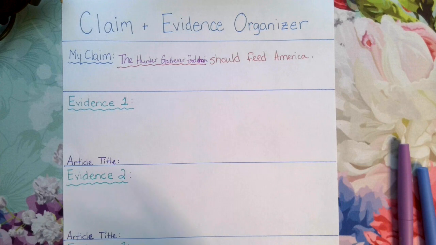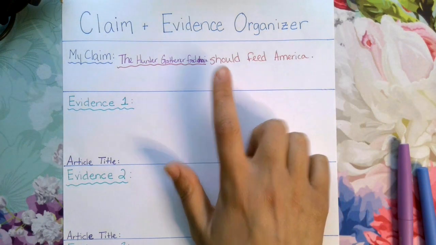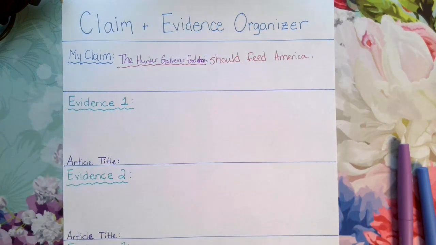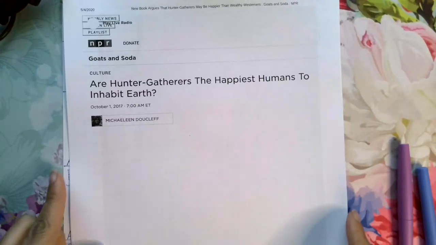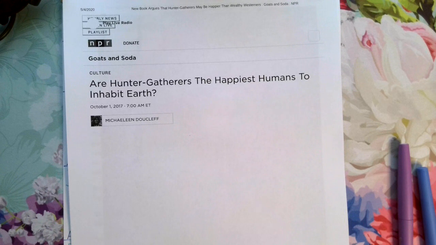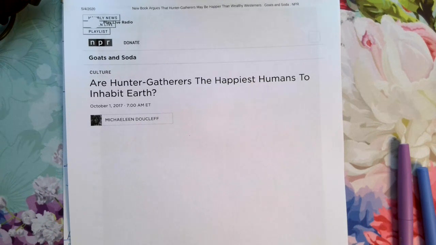So the first step was that I made sure I knew what my claim was, and I put it on my organizer. The next step is to find some articles, like this one. You're going to have a different doc for each different food chain. So what you want to do when you go to look for your articles is look for the doc that matches the food chain you chose. And you're going to use those articles to do your research and to find your evidence.